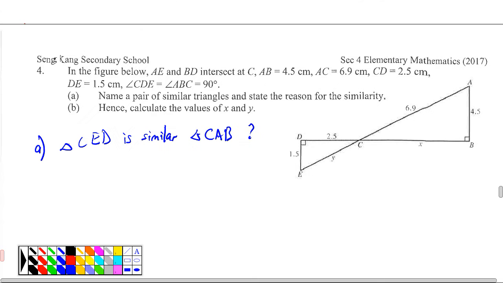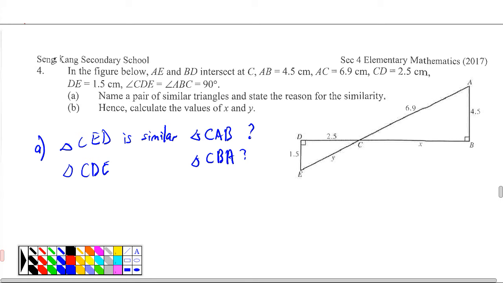CBA? Hers is CDE, not CED. Just CDE and ABC. Please follow ACB. I heard she say CAB. Huh? Not ACB. If it's CAB, it means CDE and CBA.